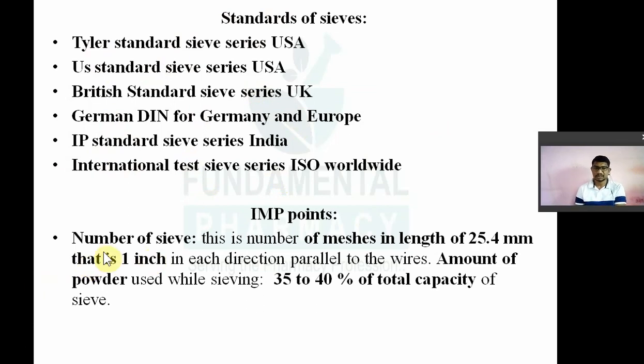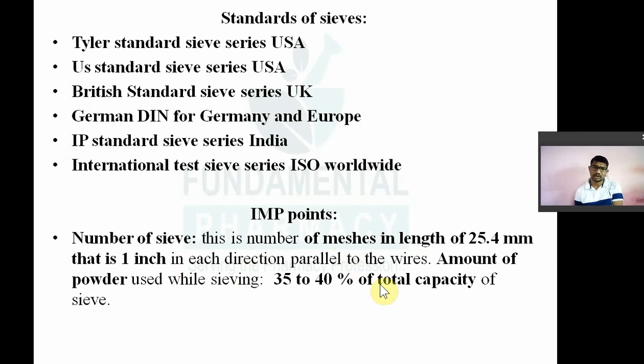Important points from this chapter: the definition of number of sieve is important. It was a question in GPAT, I think in 2018 or 2020. Number of sieve is defined as the number of meshes in a length of 25.4 mm, that is 1 inch.